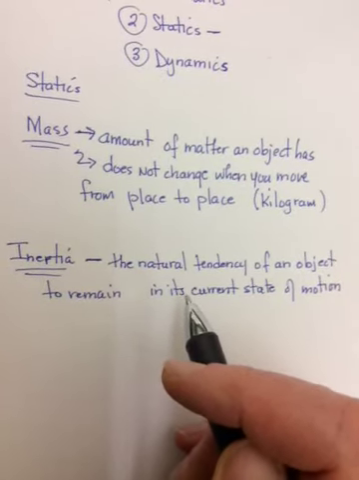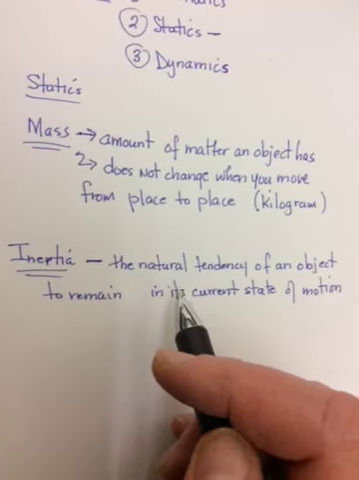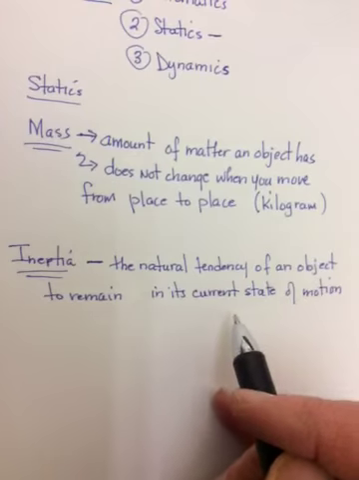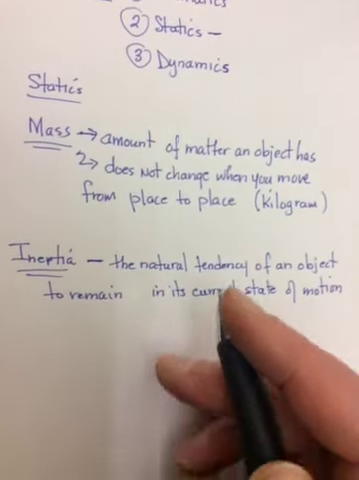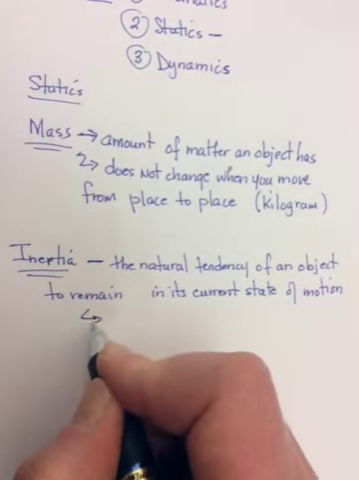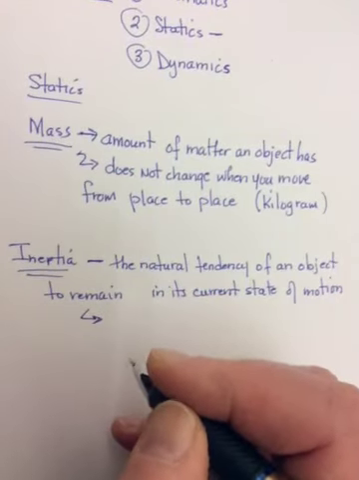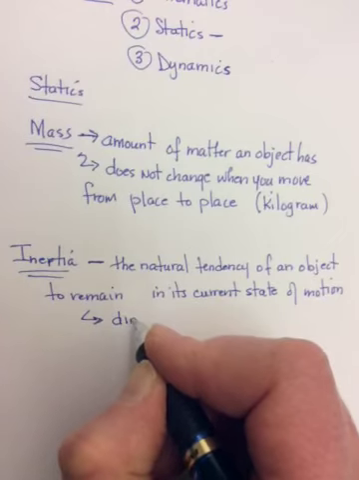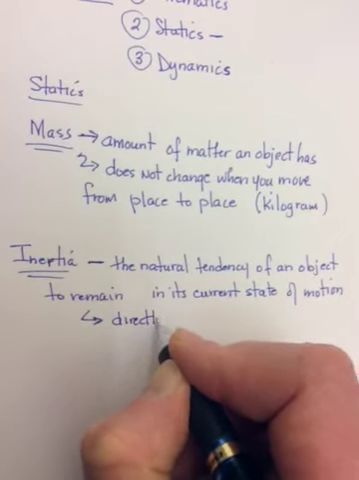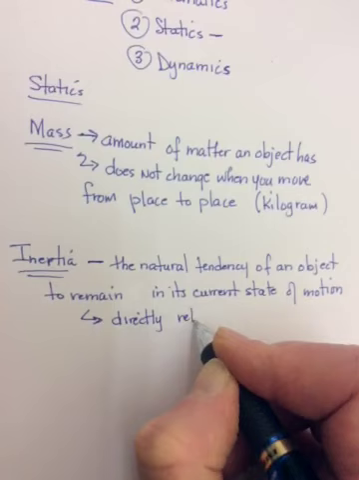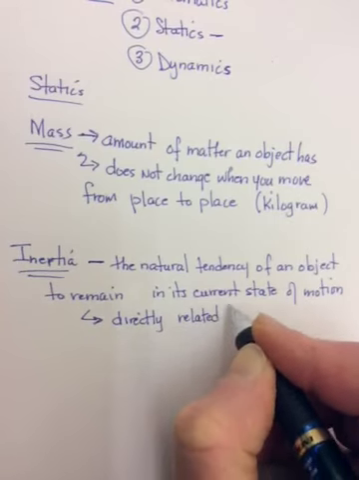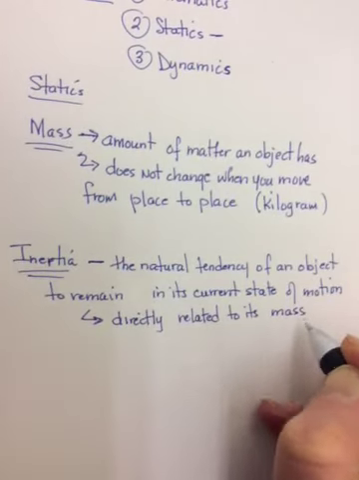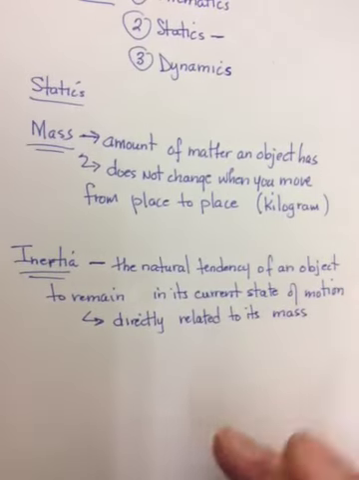They probably have figured out by now that when you were 4 or 5, it was a lot easier to get you to change your current state of motion than it is now. Okay, so the amount of inertia an object has is directly related to its mass. So the bigger the mass, the bigger its inertia. Okay?